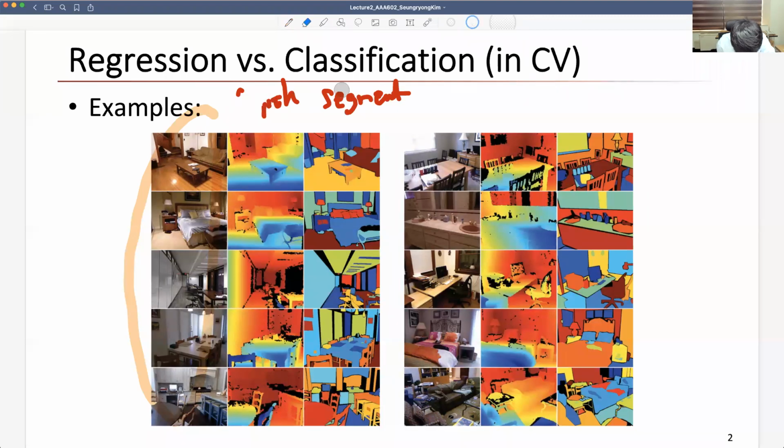Sorry, I will rewrite. Depth and segmentation. So, sorry, it doesn't work there.